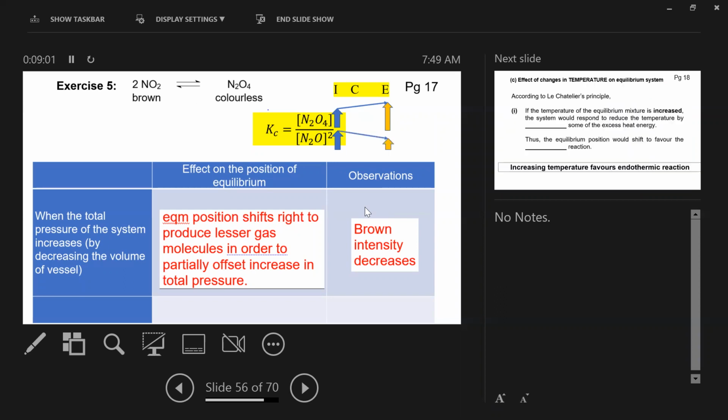But there's one thing I want you to appreciate. The change is only partially offset. At that instant, both will increase. When the new equilibrium is attained, please appreciate that this is still higher than before. It's just that it's partially offset. This one is higher because we favor the side with the fewer gaseous particles.